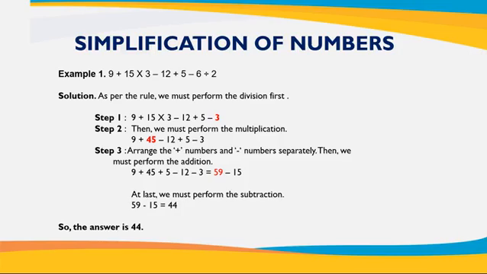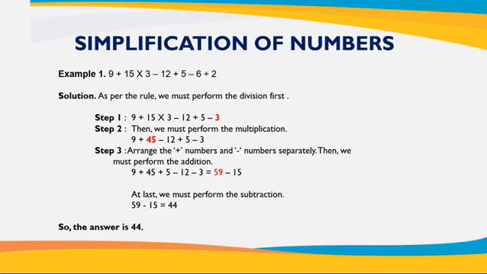minus 3. Now step 2, you will perform the multiplication. So in this step, you will multiply 15 into 3. 15 into 3 is 45. And after this step, you will write 9 plus 45, that is 15 into 3, 45, minus 12 plus 5 minus 3.